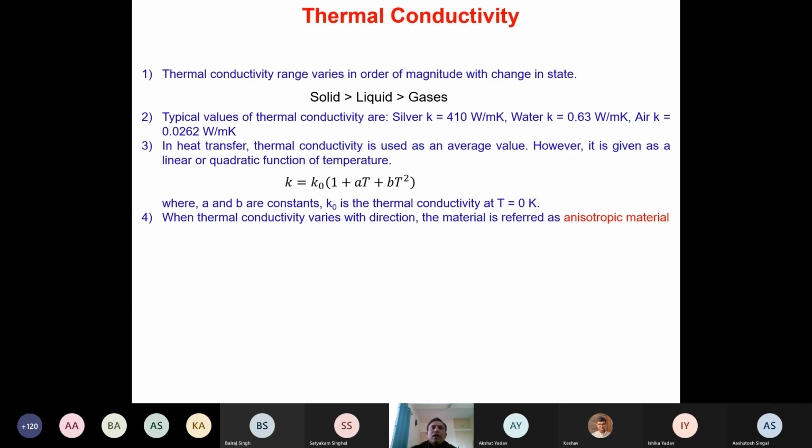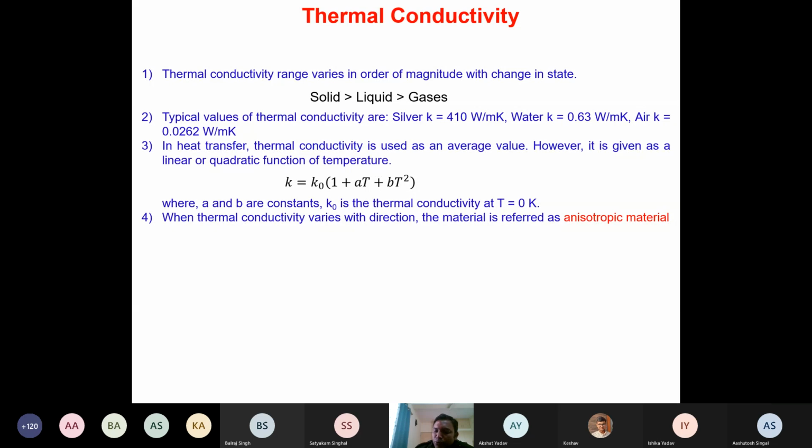Again, the last point is that thermal conductivity can also be a function of direction. It can vary along the direction. If it varies along the direction, then the material is referred to as anisotropic material. And if it is not varying along the direction, then it is referred to as isotropic material. If the thermal conductivity is the same in all directions, then the material is isotropic. If it is varying along the direction, then it is anisotropic. Okay. So this is all about the thermal conductivity.